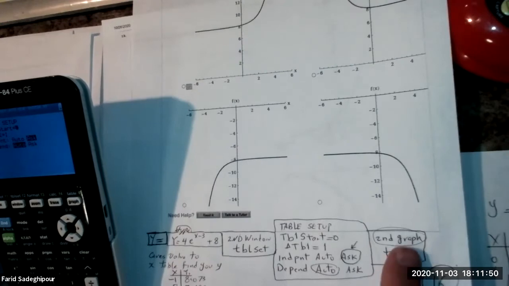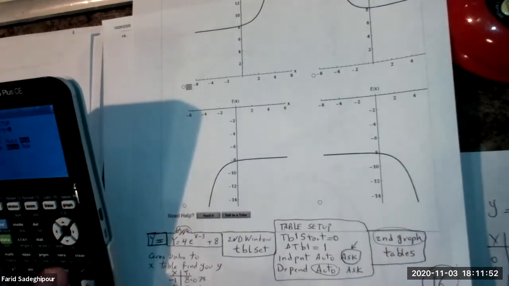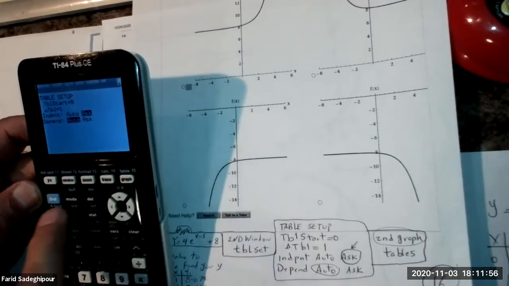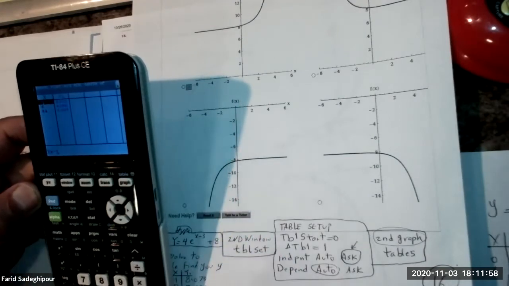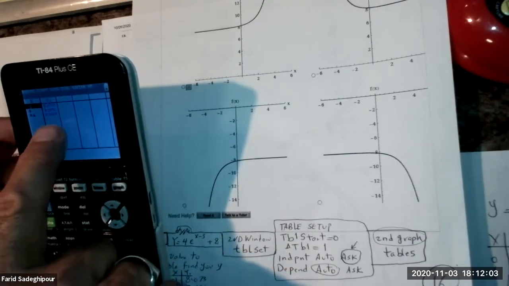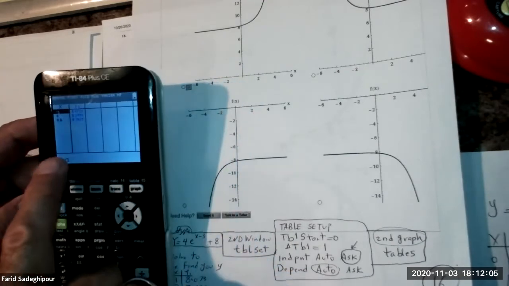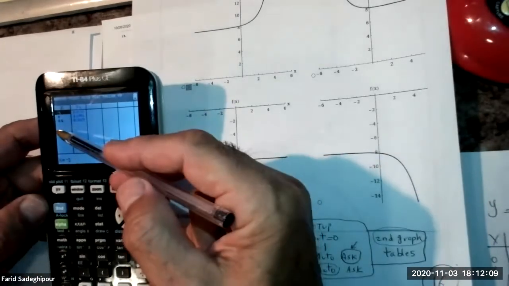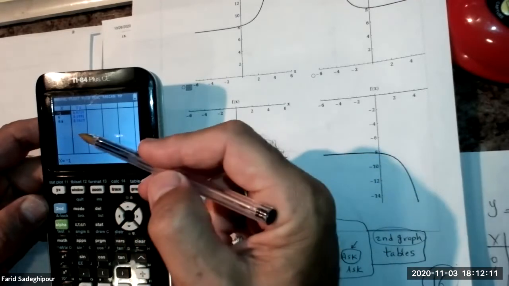And then, I'm sorry, second graph. So any number you put here, like if I input -1, the calculator gives me the value. If I put 0, the calculator gives a value. Any number you type here, the calculator will give you a number.